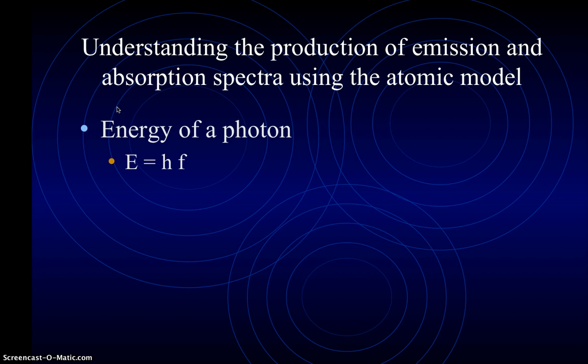So we want to try to understand this by thinking about what's going on in the atom. How are these spectra produced? Specifically, we're thinking about the emission and the absorption spectra. The first thing we have to remember is that the energy of a photon is directly related to the frequency. It's equal to a constant called Planck's constant, which is denoted by an h, times the frequency.